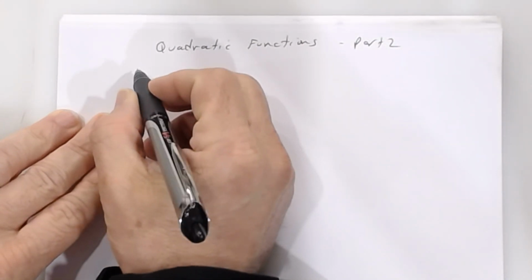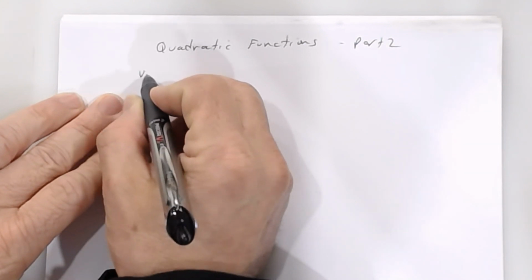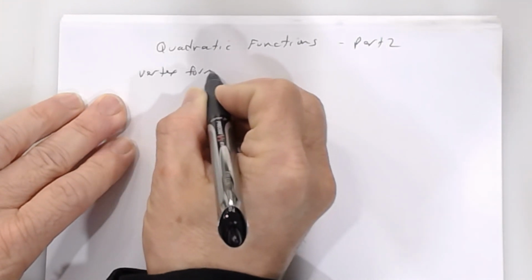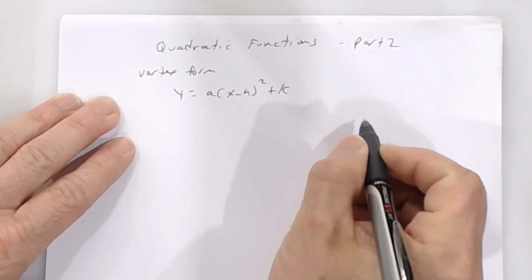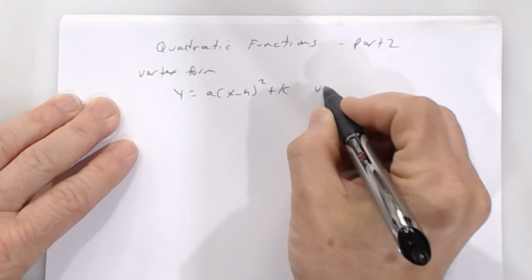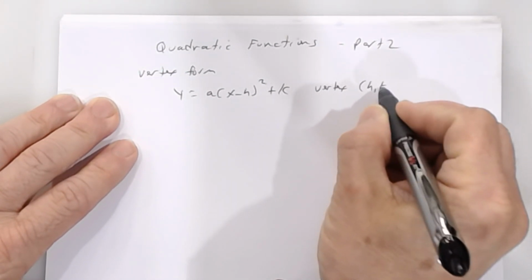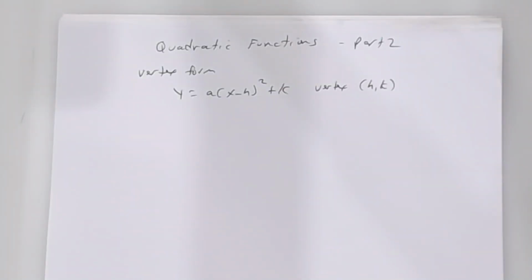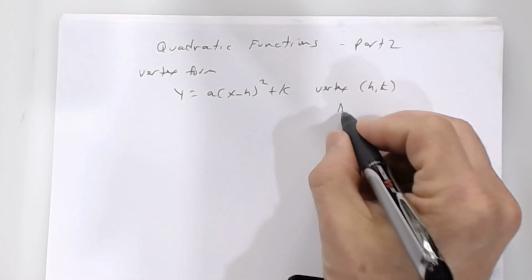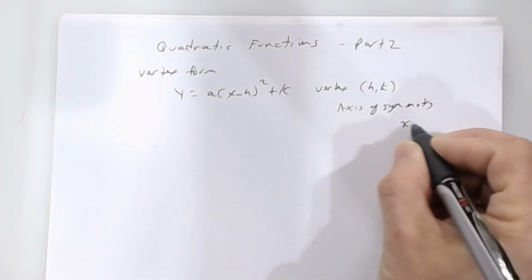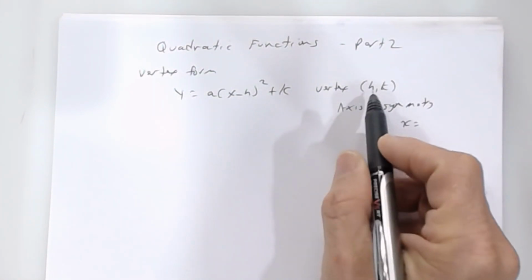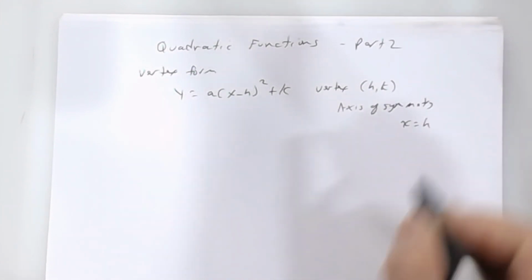Remember vertex form, and I'll give you vertex form. Here's vertex form. It says y equals a times x minus h squared plus k, where the vertex is h, k. All right, and the axis of symmetry is what? x equals h. That's your axis of symmetry.